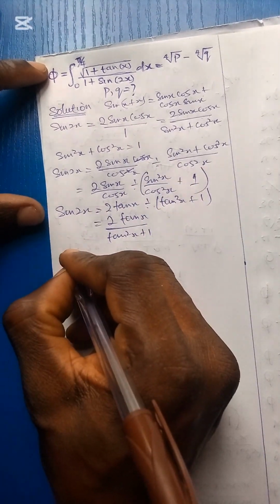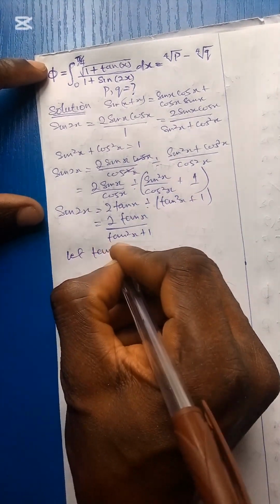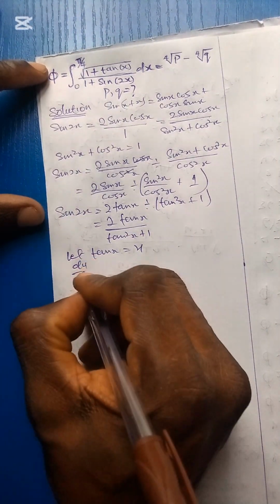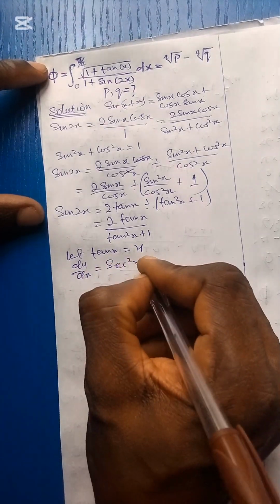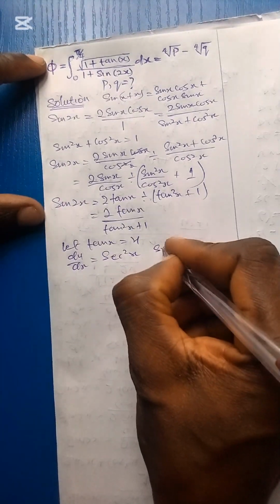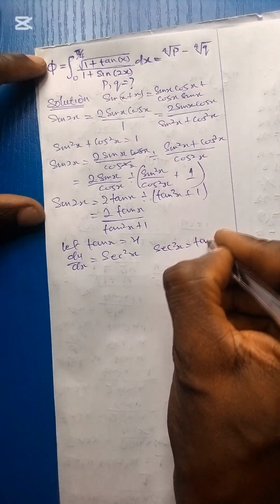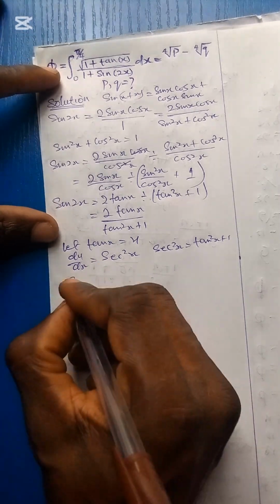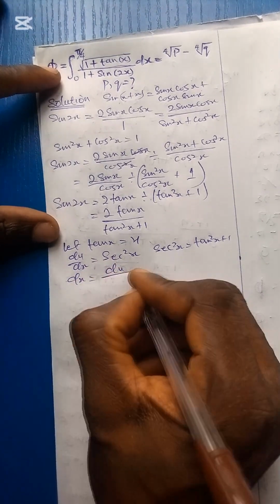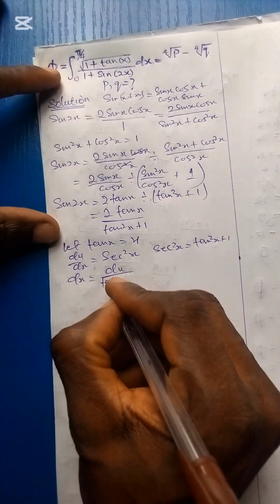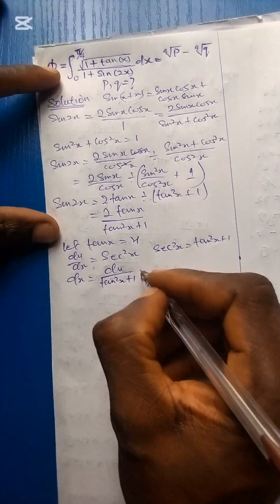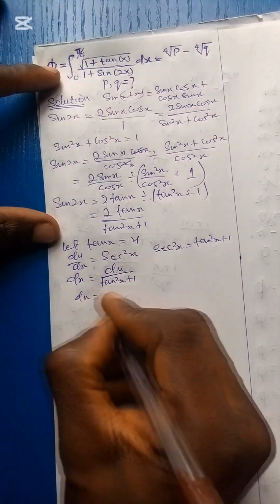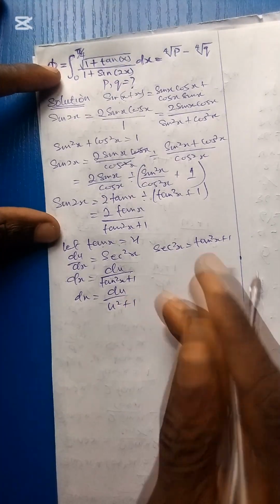That substitution is that we will let tan x equal u, and then differentiate u with respect to x. So we have du dx equals sec squared x. Also recall that sec squared x is equal to tan squared x plus 1. So let us make dx the subject here. Now dx will be du all over, instead of writing sec squared x, I'll write tan squared x plus 1. Now let us remember that tan x is u. Therefore dx will now be equal to du over u squared plus 1.